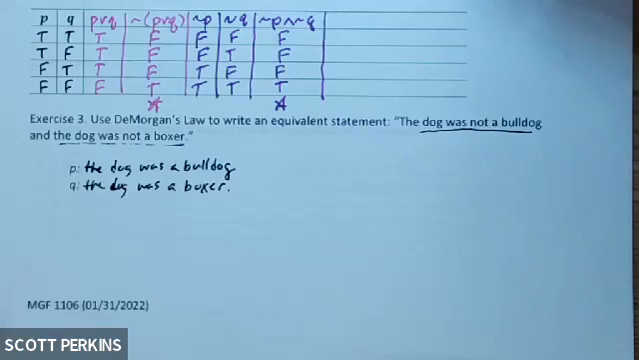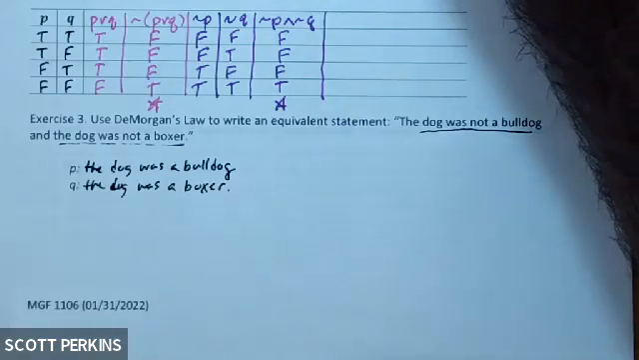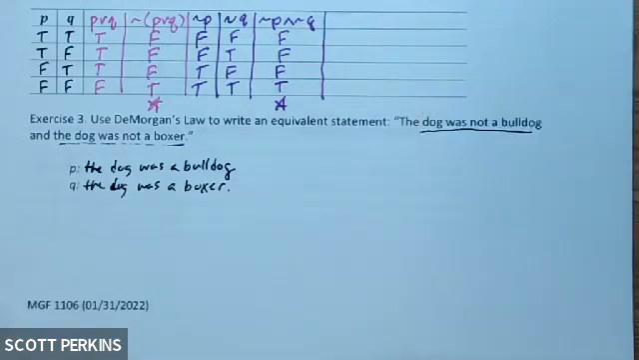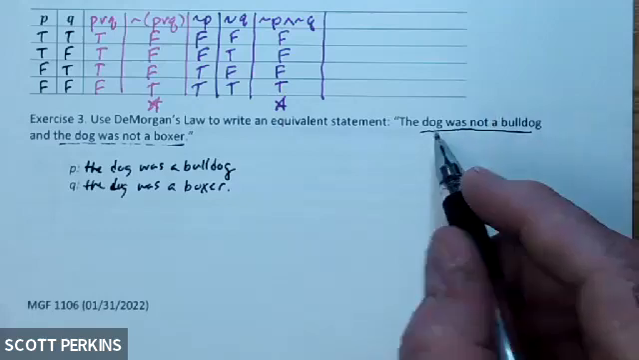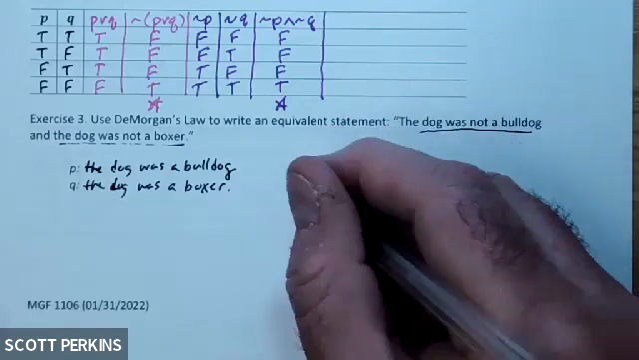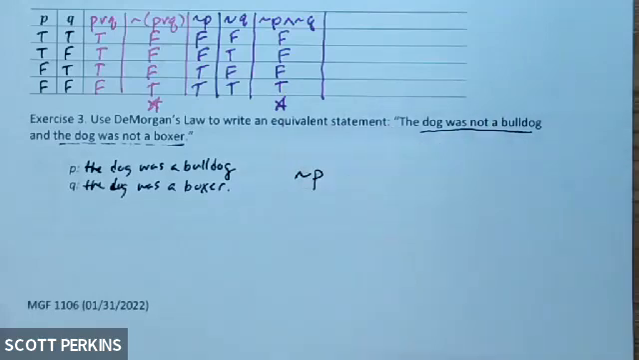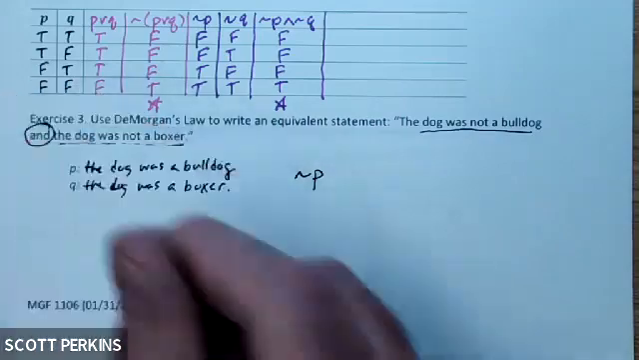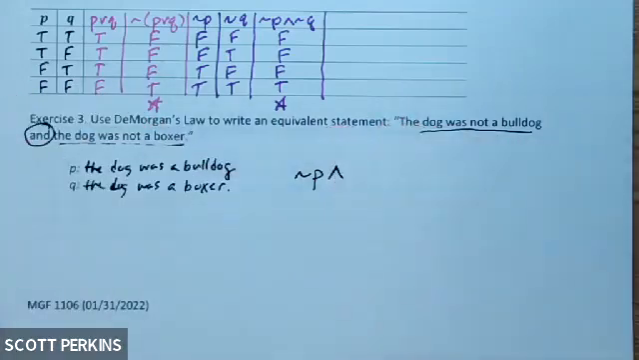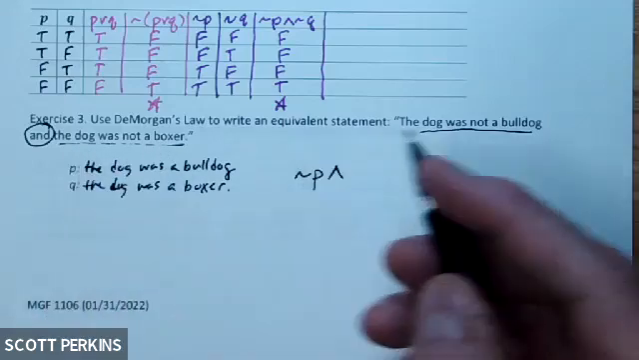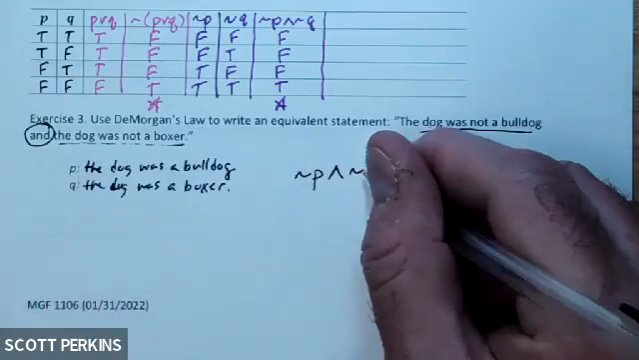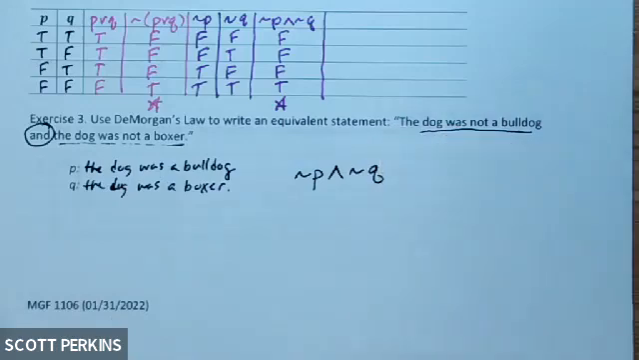From there, what I'm going to do is write that statement in symbolic form. So "the dog was not a bulldog" is squiggly P. I'm going to put that squiggly in front of it. I've got an "and" right there, so "and" means caret. There's my "and" statement. And then "the dog was not a boxer," so not a boxer is squiggly Q. Have I done anything confounding?